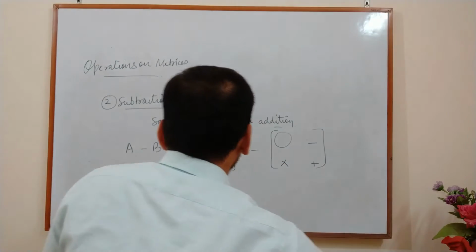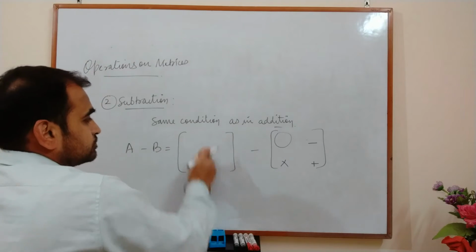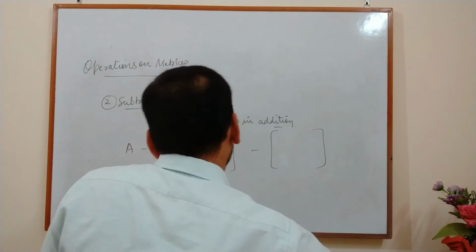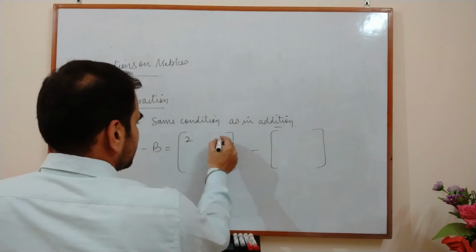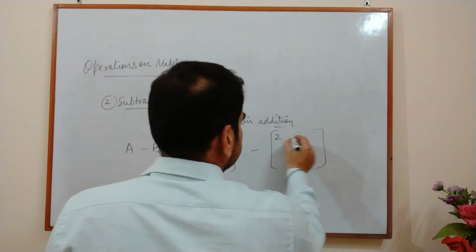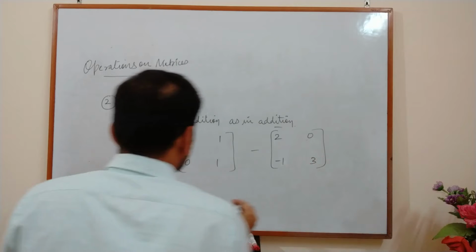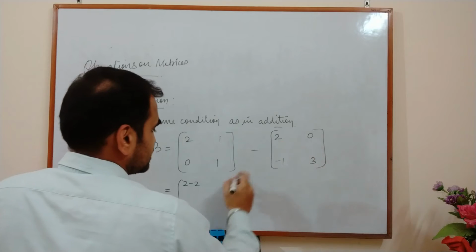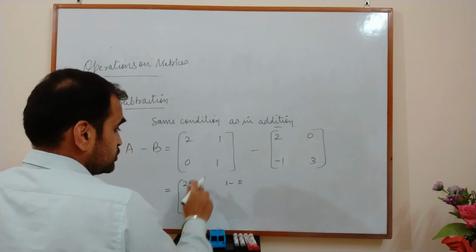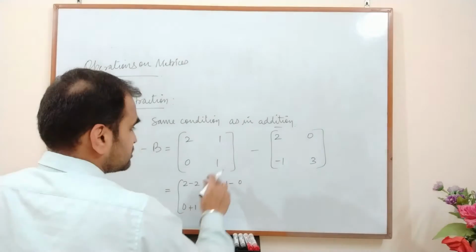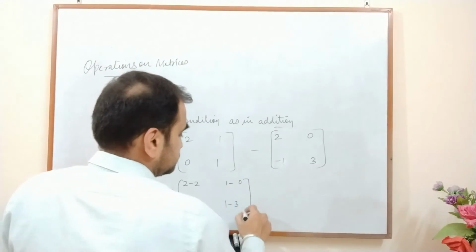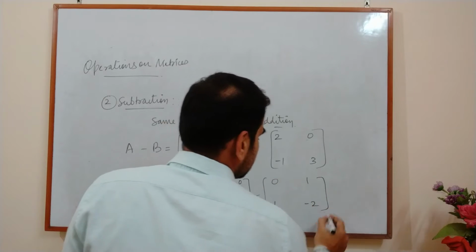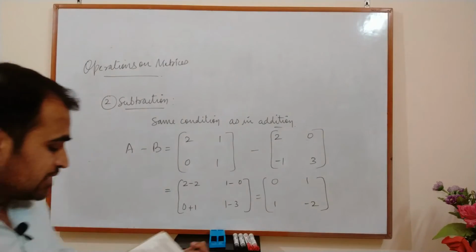For example, again if you have two matrices, the condition is the order must be the same. We are taking the example of matrices of order 2 cross 2, but it can be of any order. For the subtraction, you take the first element with the first element: 1 minus 0, then 0 minus minus 1, which becomes 0 plus 1, then 1 minus 3. So the answer is 0, 1, 1 and minus 2. This is the solution. So this is subtraction, just like addition.